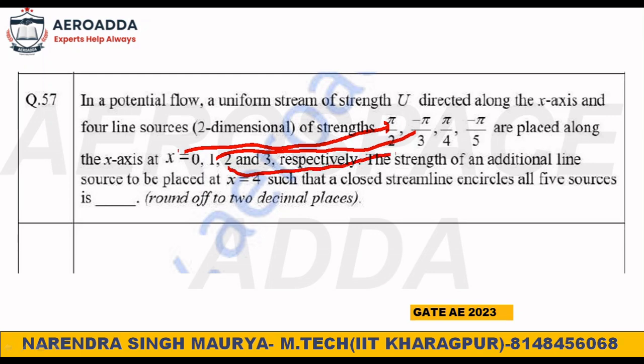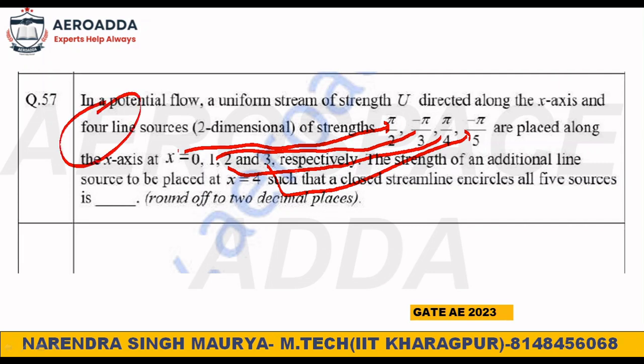And then the third one is what? x is equal to pi by 4. And then x is equal to 4 pi. These source flows are given, placed along the x-axis. Okay, right. The strength of an additional line source to be placed at x is equal to 4. एक और आ गया. So how many source flows do we have? Total number of source flows we are having is 5.